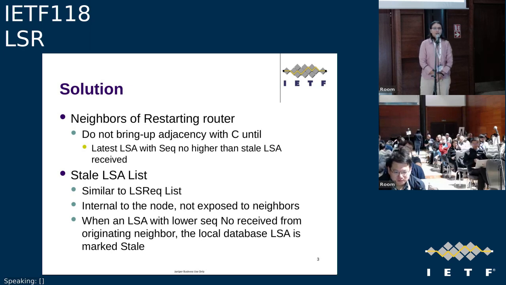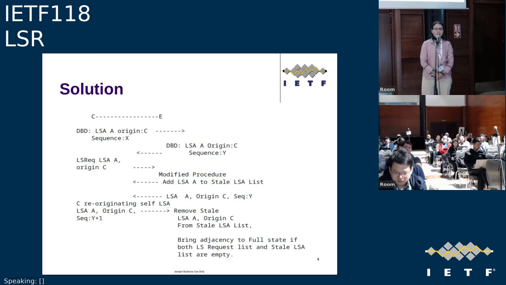So when an adjacency comes up and a node receives an LSA from its neighbor, wherein the neighbor is the originator of that LSA, and the node that received the LSA from the originator has a higher sequence number, it evaluates it to be the newest LSA. It knows that the originator itself is sending a lower sequence number. So it marks its own database copy as a stale LSA. Until the stale LSA remains in its database, it doesn't bring up the adjacency with the restarting neighbor.